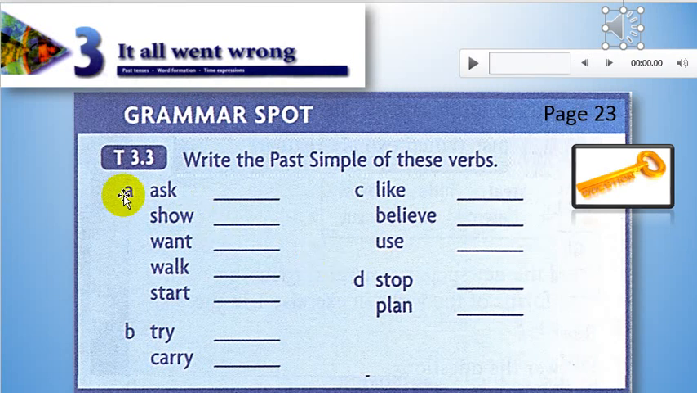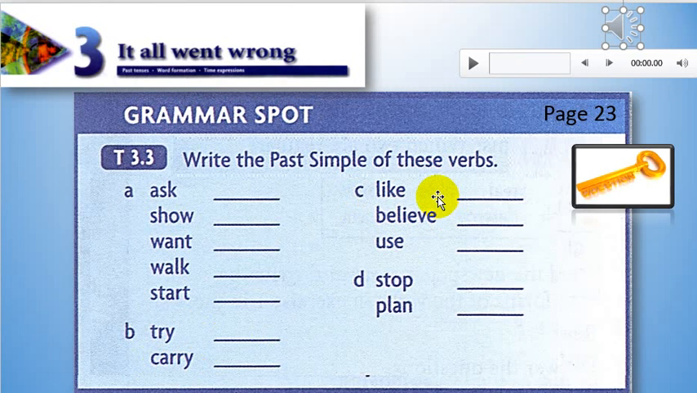Now, in group A, all these verbs are regular verbs. We add ed in the end. Okay, asked, showed, wanted, walked, started. In group B, because the verb ends with y, we omit the y and add ied. Okay, tried. Carried, ied.